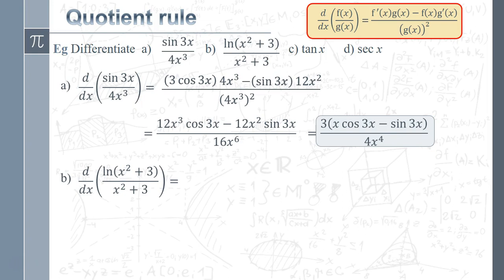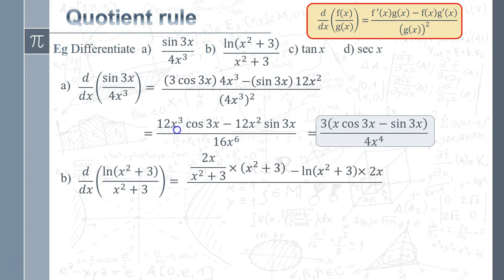So we've got a log function over a quadratic. So off we go again. So differentiate the log function. So again by inspection, we've got 2x over x squared plus 3, and we've got to times that by the denominator, so times that by x squared plus 3, and then subtract ln of x squared plus 3 times, and it's going to be 2x, all divided by x squared plus 3 all squared.